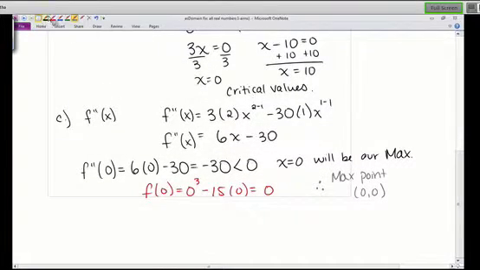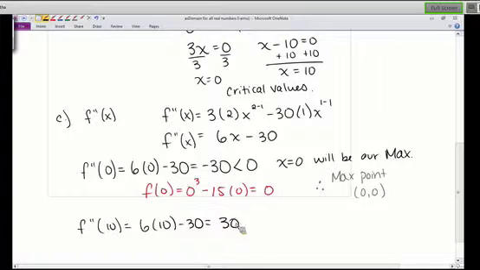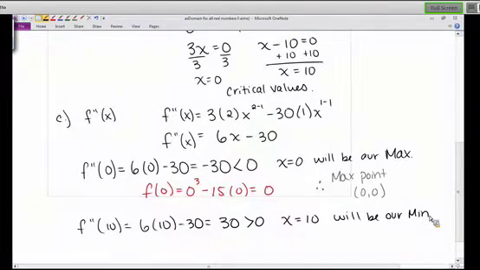So let's substitute 10 into our second derivative, f double prime of 10, just to check to be sure that it is going to actually give us a minimum. Substituting in 10, 6 times 10 gives us 60, and 60 minus 30 gives us a positive 30. Because this is greater than 0, we can say that x equals 10 will be our minimum value.